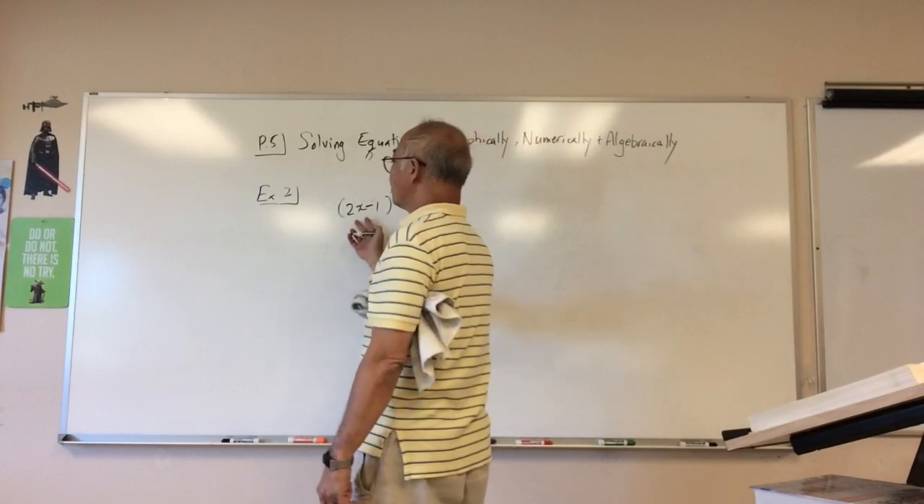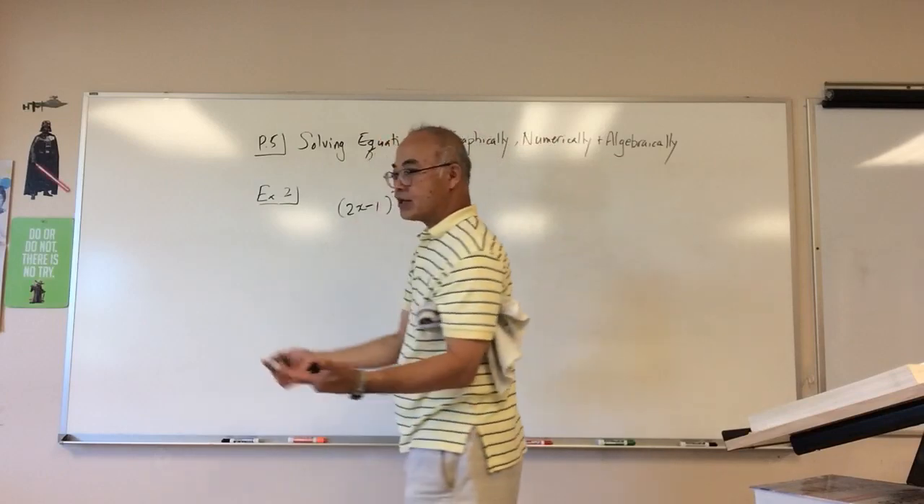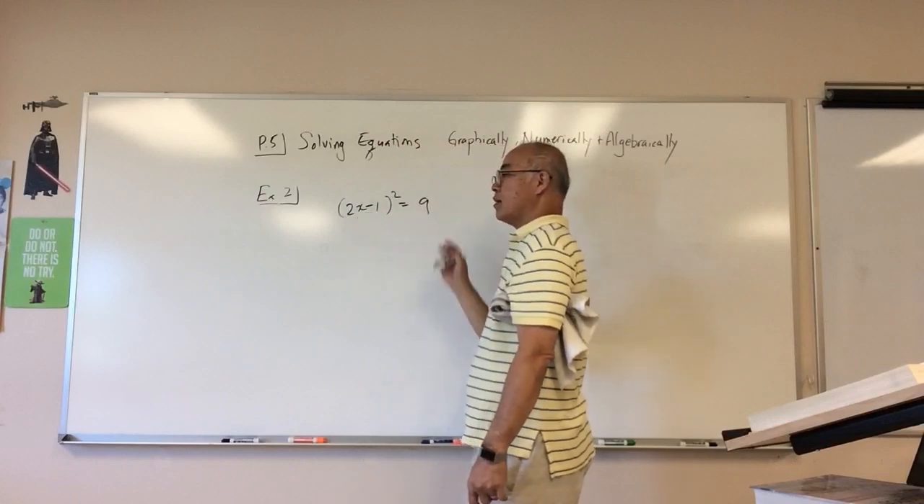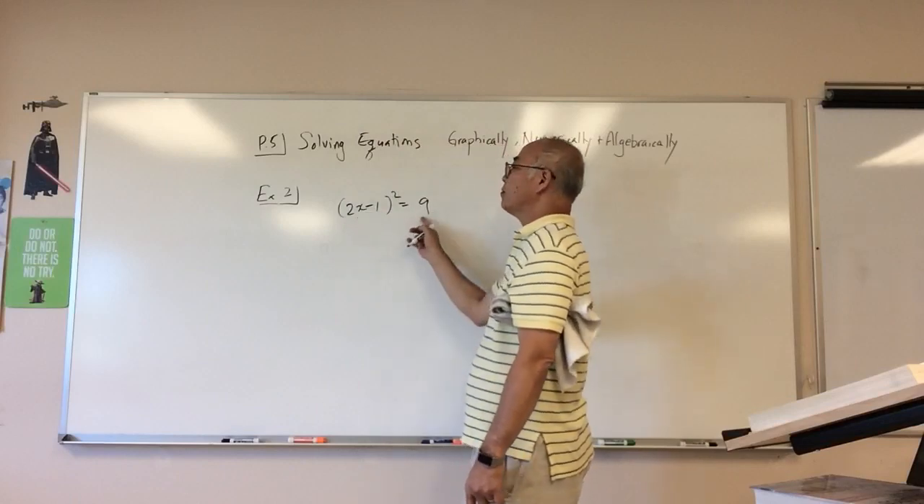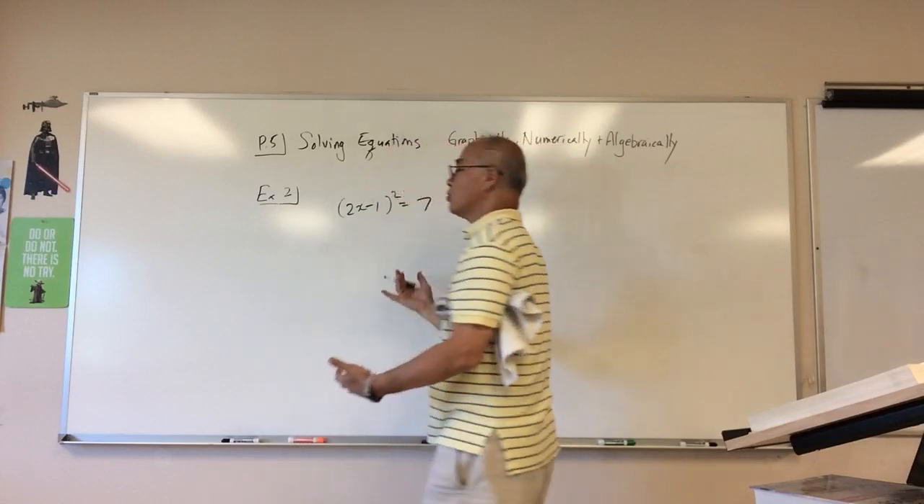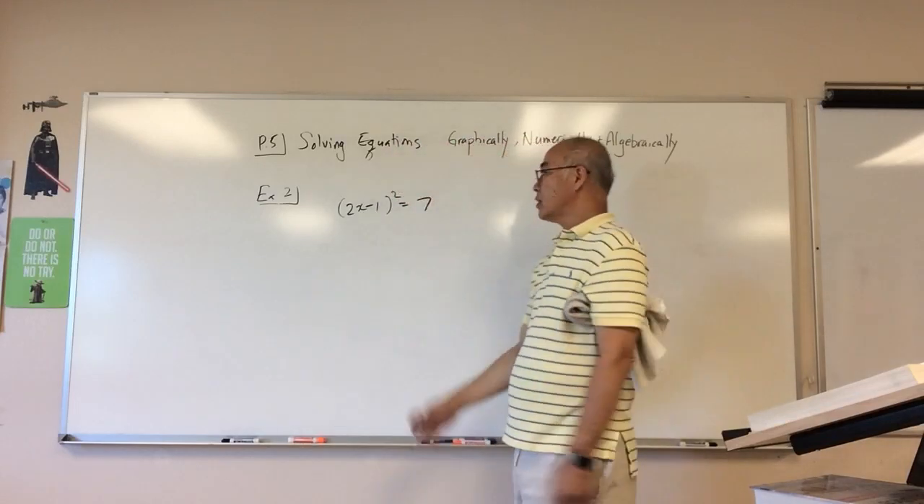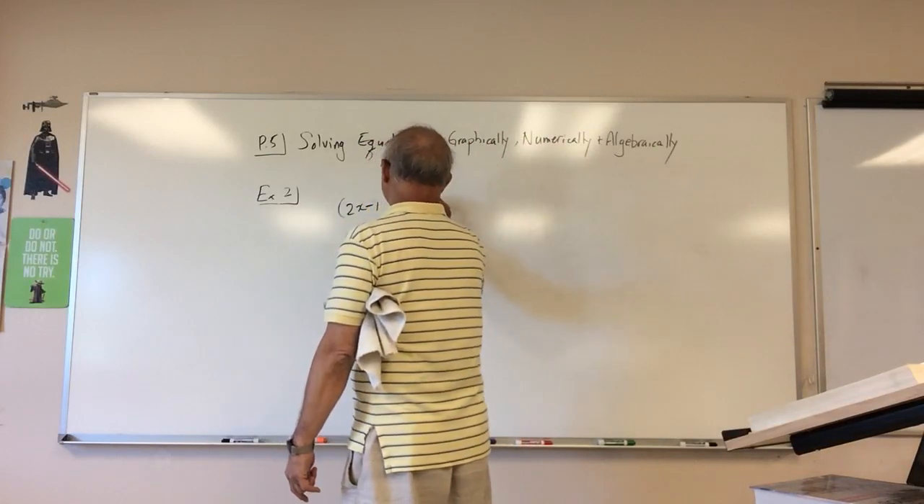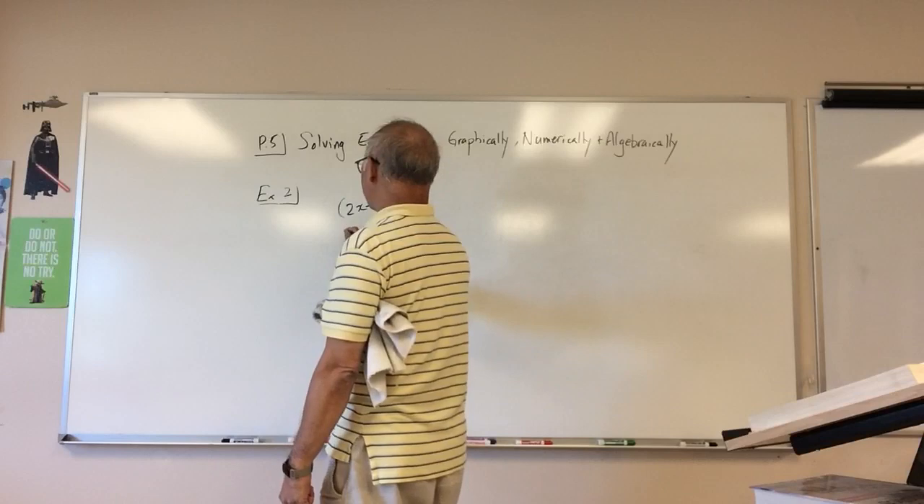If I take the square root of this, the reason I can do that is because it is something squared equal to something else. This does not have to be 9, it could be anything else. It can be 7, it would still work. So let's work it with 7 and see what happens. Well, let's work it with 9 first.